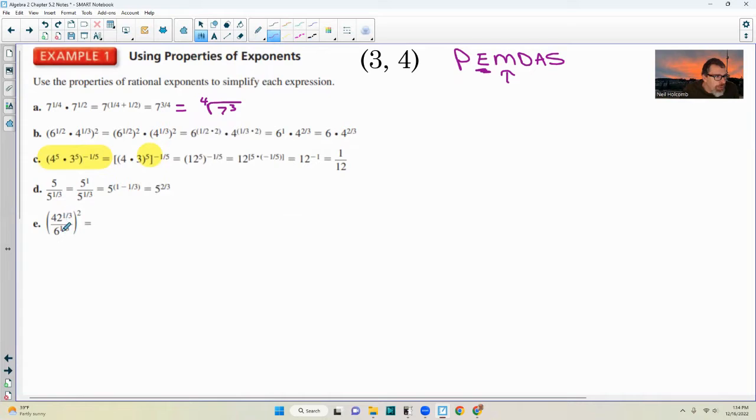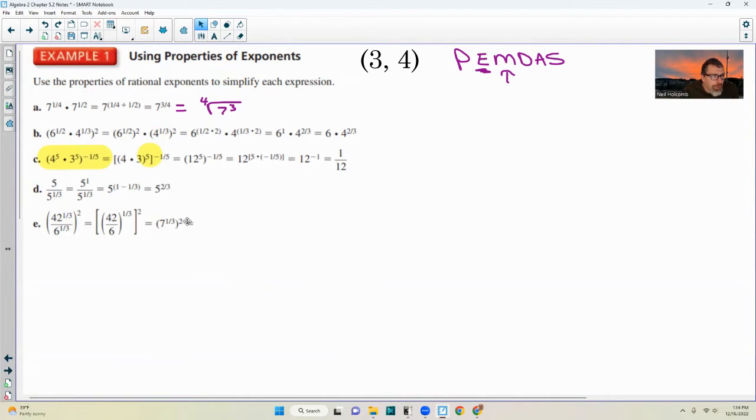We have a 42 over 6, and they're both to the 1/3, so I can factor out that exponent and say 42 over 6 to the power of 1/3. In parentheses, the 1/3 comes outside the parentheses, and then the 2 is outside the brackets. Okay, and then order of operations says to do what's inside the parentheses first. Well, 42 divided by 6 is 7 to the 1/3 squared.